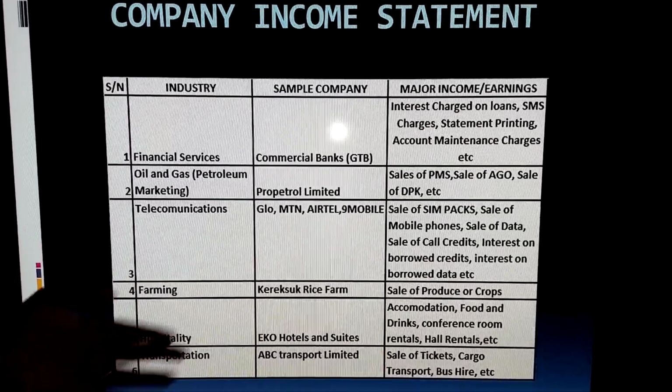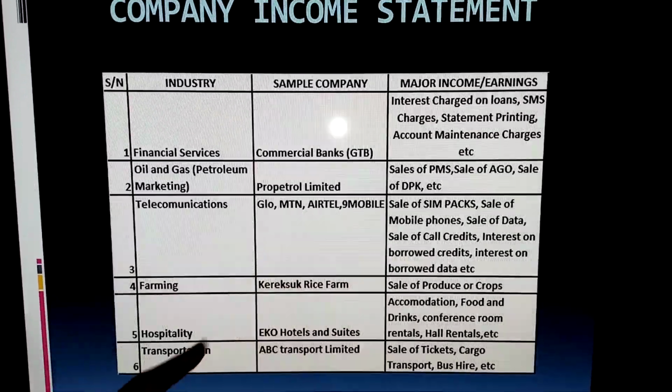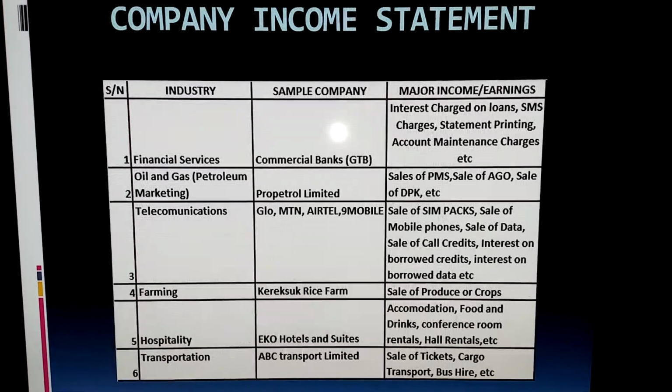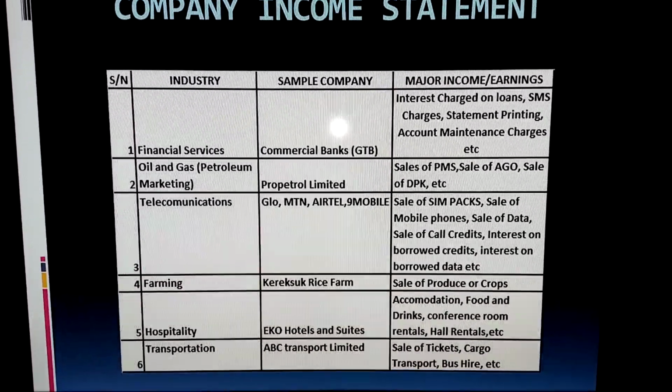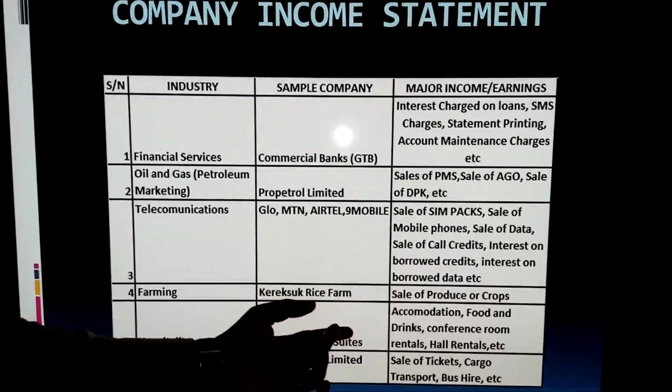Farming. Let's say Kerex Cooked Rice Farm. What do they do? When they produce the rice, they sell. So the crop is more like the rice that they're selling. The next one is hospitality, Eco Hotel and Suite, for instance.